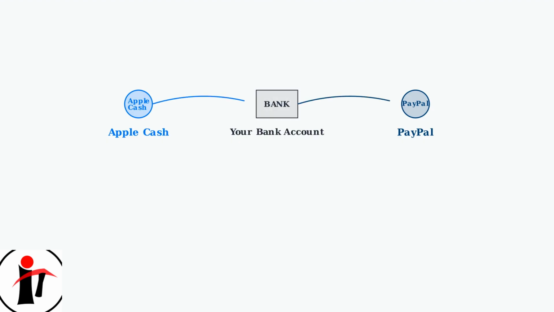Apple Cash and PayPal operate as independent payment systems with no direct connection between them. You cannot transfer money directly from Apple Cash to PayPal. However, you can use your bank account as a bridge between these two platforms. This workaround involves two separate transfers with your bank account serving as the intermediary.